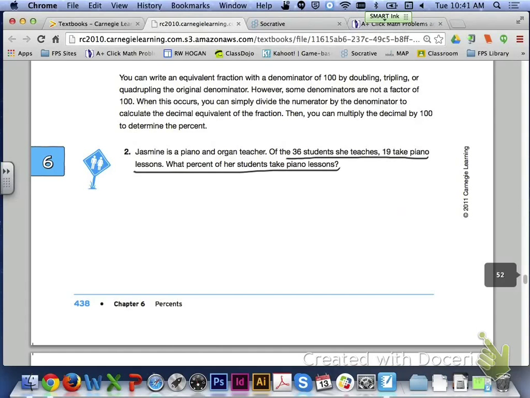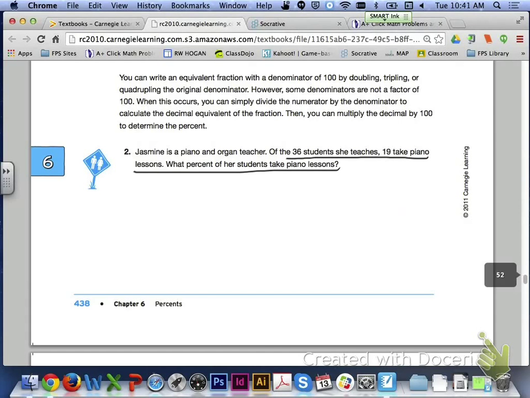It says Jasmine is a piano and organ teacher. Of the 36 students she teaches, 19 take piano lessons. What percent of her students take piano lessons? So remember, 36 is not going to go into 100 evenly. So remember, you're going to divide the numerator by the denominator in order to determine the percent.